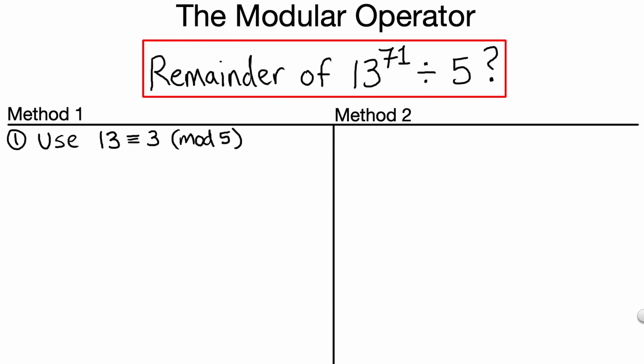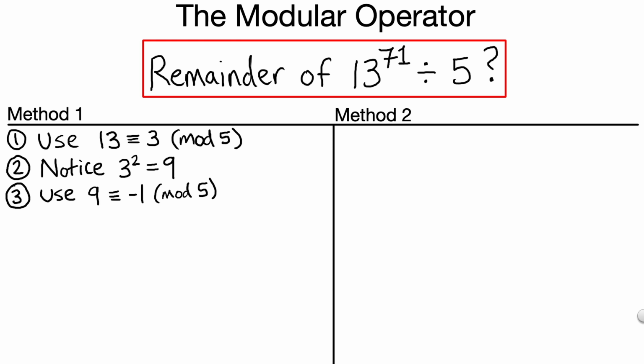The first step of this first method is converting 13 to 3 modulo 5. We can do this because 13 is equal to 10 plus 3, and 10 is a multiple of 5. Next, recall that 3 squared is equal to 9. And then 9 is equivalent to -1 modulo 5. This one might be tricky, but notice that I can take 9 and subtract 10, and I will get -1. Since 10 is a multiple of 5, these two statements are equivalent modulo 5.